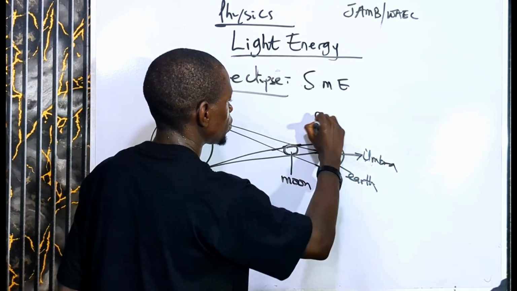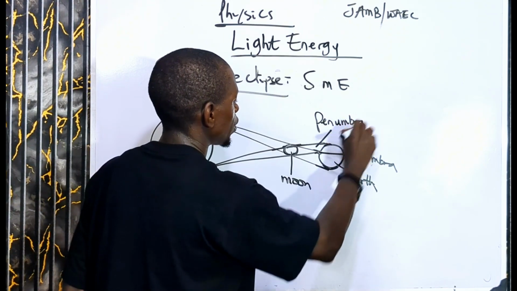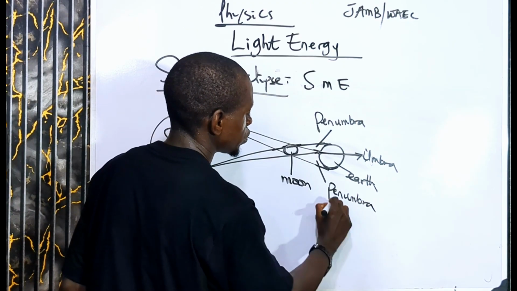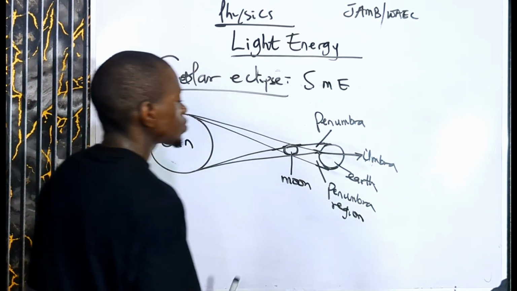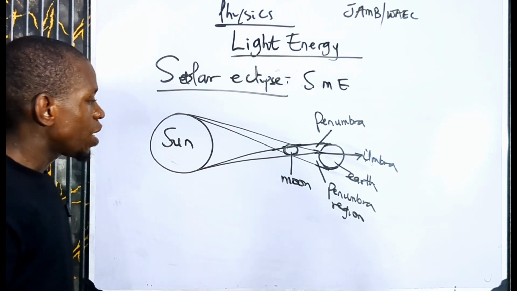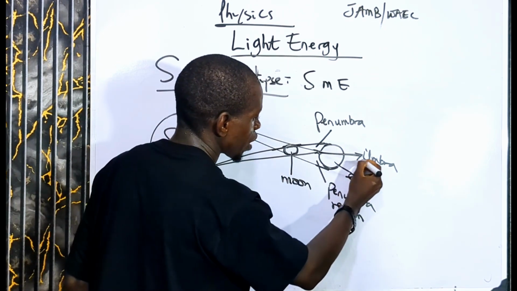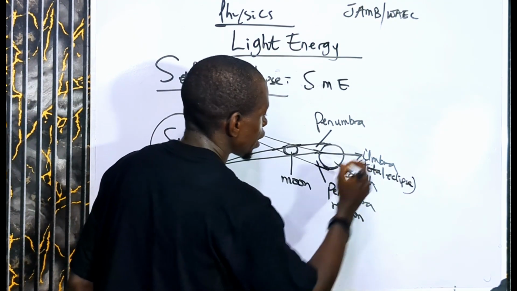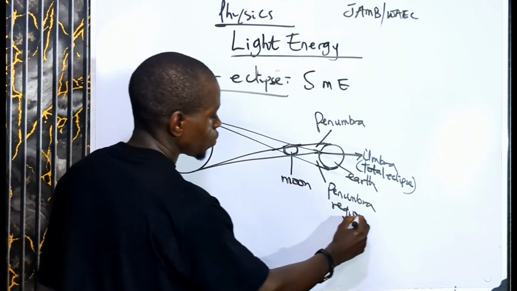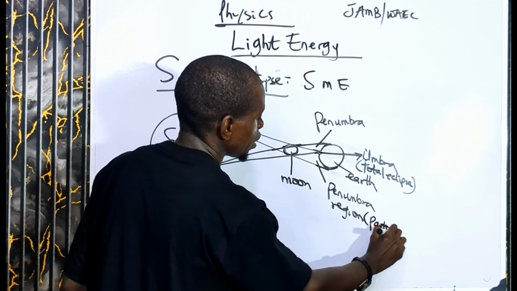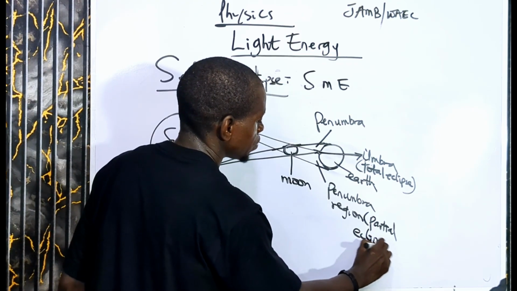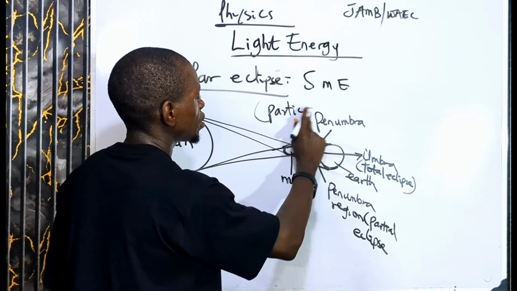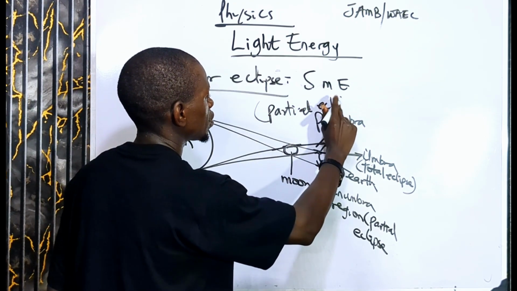Whereas this place is known as your penumbra region. Likewise, this place is your penumbra region. Take note of one thing: at this umbra region, what are we going to have? We are going to have what we call a total eclipse. Then at the penumbra region, we're going to have what we call the partial eclipse. Likewise here, we're going to have the partial eclipse.